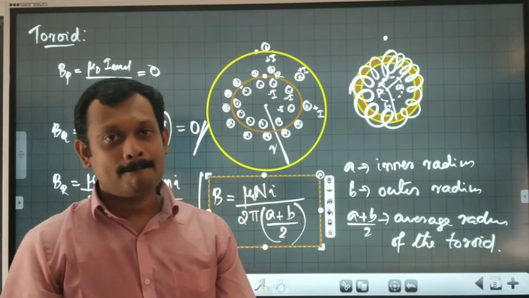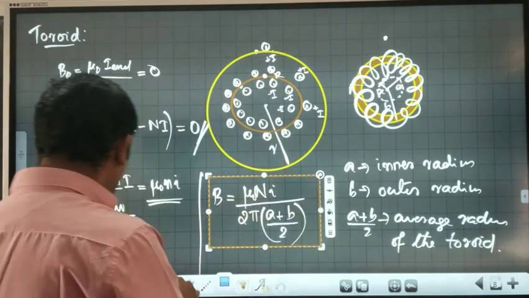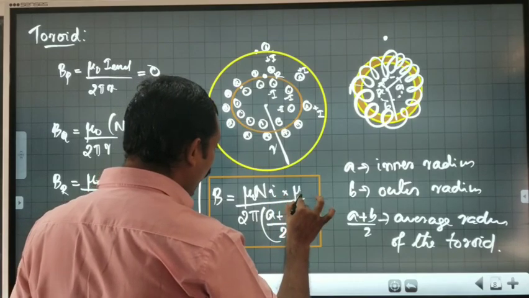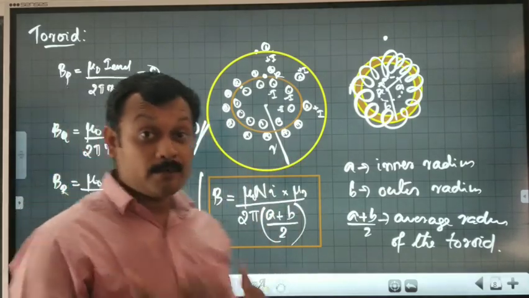Taking into consideration the permeability of the material, in that situation you have to multiply this answer by mu r. Mu r is called the relative permeability.